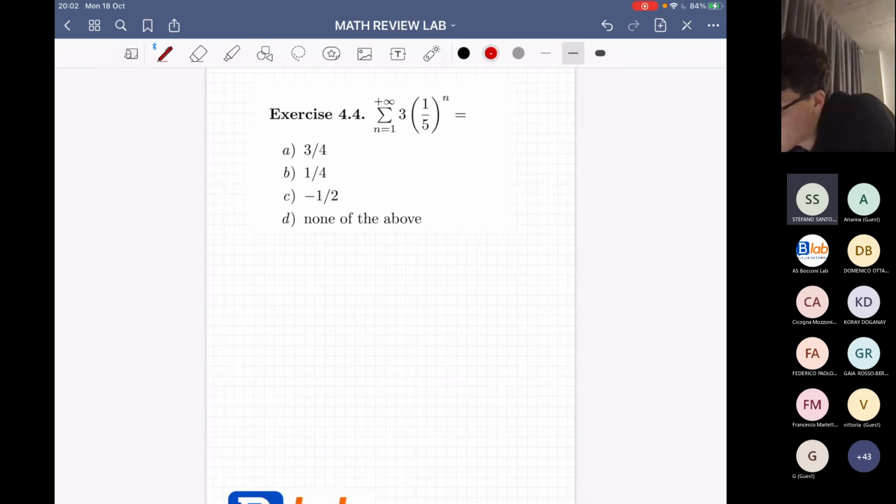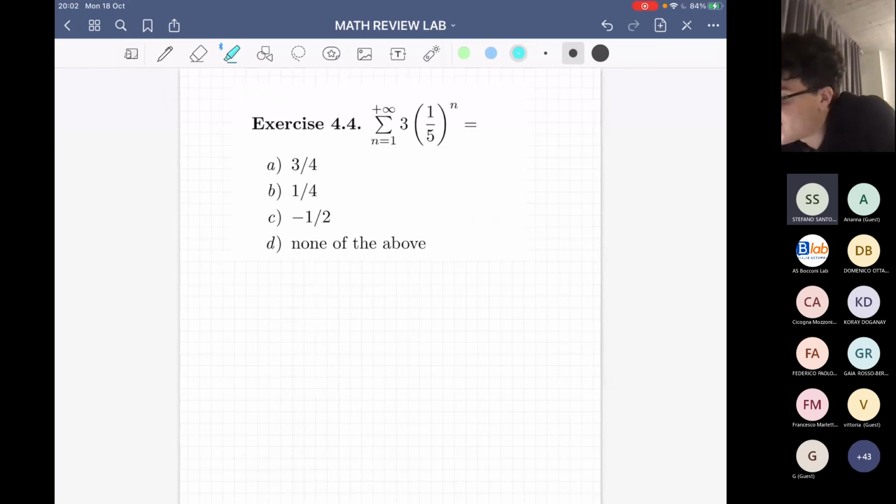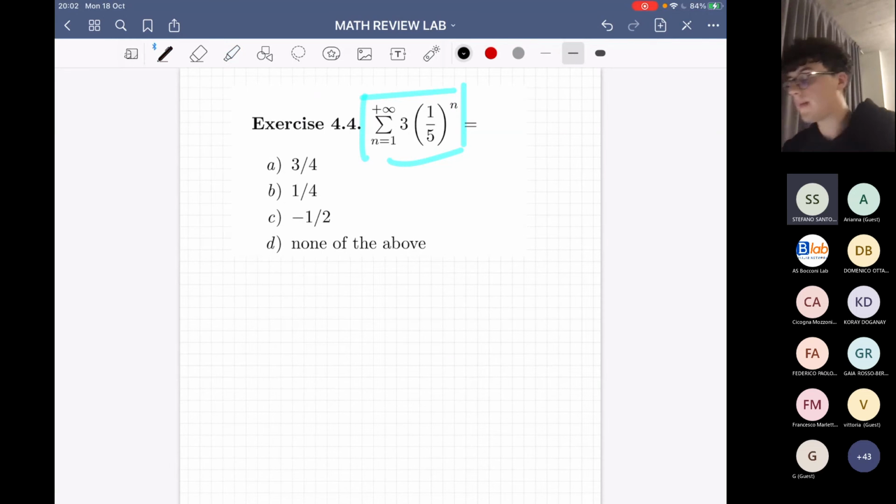This one, in fact, is really similar to the one. This is the last one, actually. And this is really similar to the one we did just now. And how can we do it? Well, that's the series, and this series is just as geometric as the one before. So we have to apply exactly the same formula, but there is a 3 over here, okay?